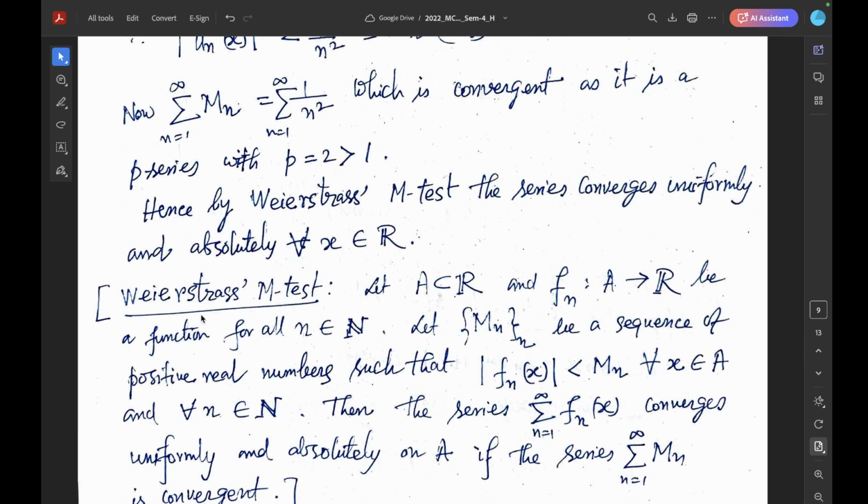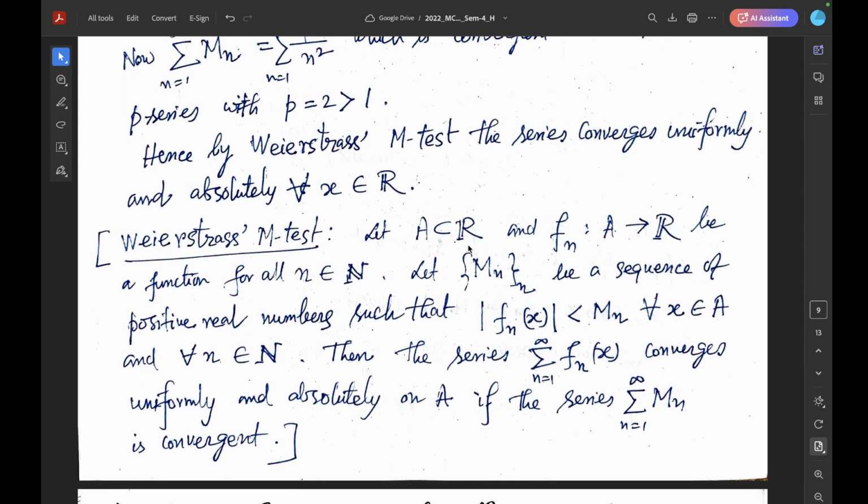What is the Weierstrass M-test? Let A be a subset of R and Fn maps A to R be a function for all n belongs to the natural numbers, and let Mn be a sequence of positive real numbers such that modulus of Fn x is less than Mn for all x belongs to A and for all n. Then the series summation n equal to 1 to infinity Fn x converges uniformly and absolutely on A if the series summation n equal to 1 to infinity Mn is convergent. This is the Weierstrass M-test.